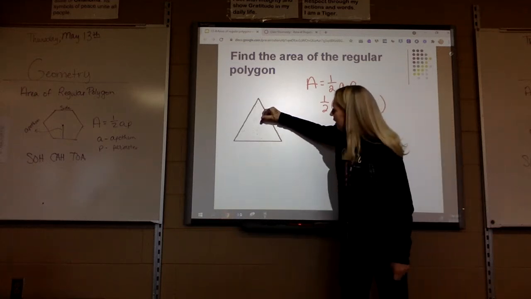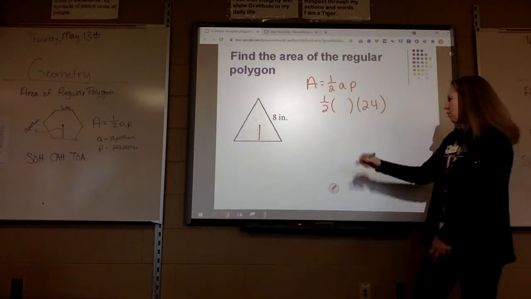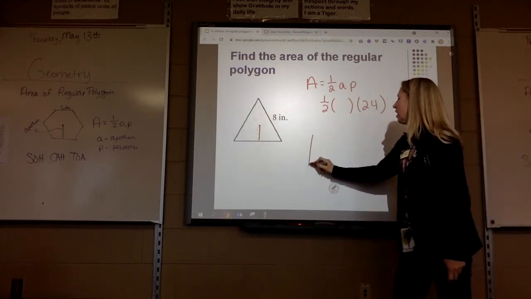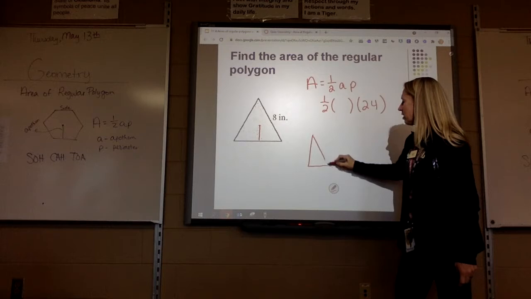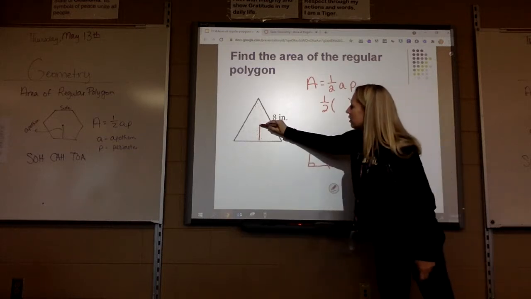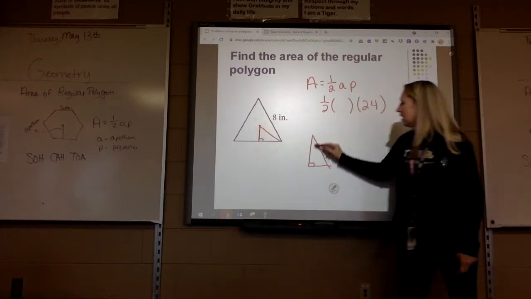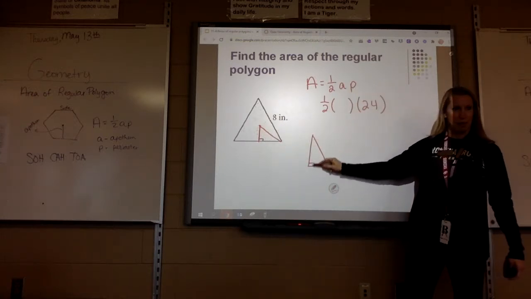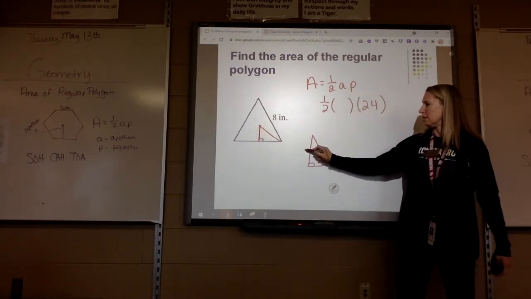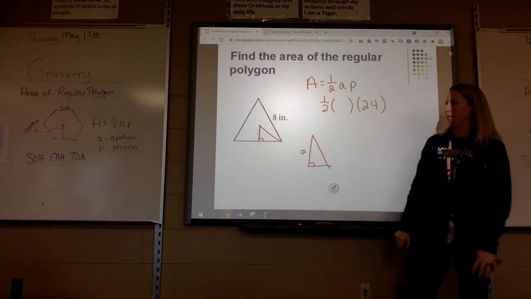I'm missing the apothem, so I'm going to draw it in there. What I would do, like if I were you on your desk or whatever, I would draw a right triangle. So every time, step 1, draw a right triangle. So this is my right triangle inside there. This right here would be my apothem. That's what I got to find. I'll just call it A for apothem.